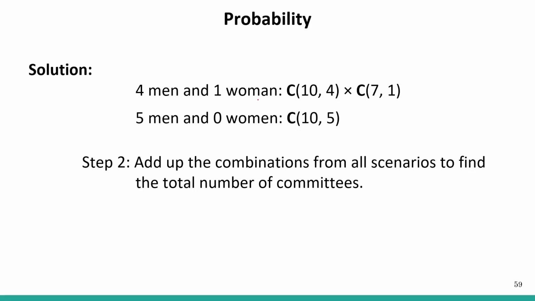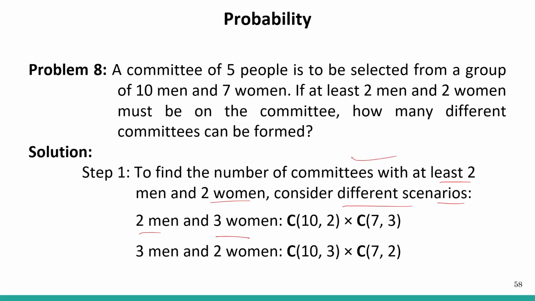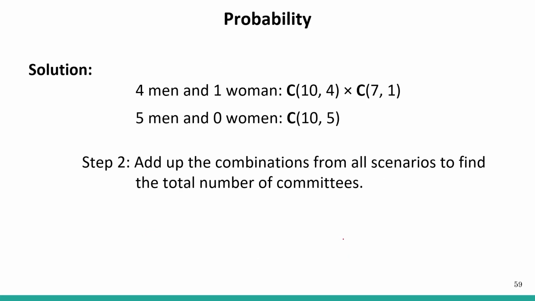4 men and 1 woman, it will be what? In how many ways can I choose 4 men out of 10? It will be 10C4, or C10 4. This is multiplied with, in how many ways can I pick 1 woman out of 7? It will be C7 1. And 5 men and 0 women, it will be C10 5. So add up these combinations, because these are mutually exclusive, and they give us all the cases. So summing these will give the total number of committees.